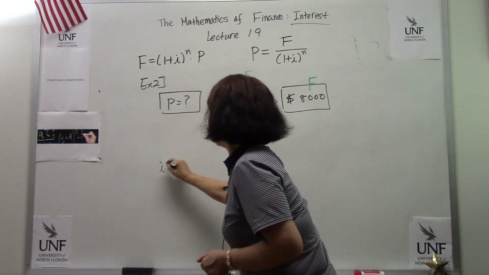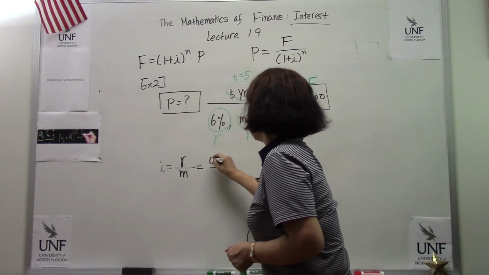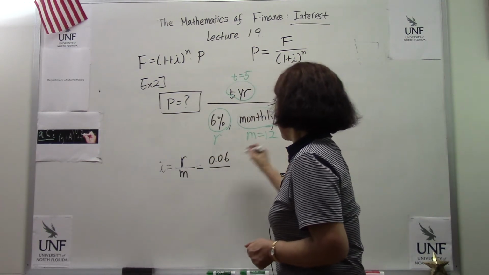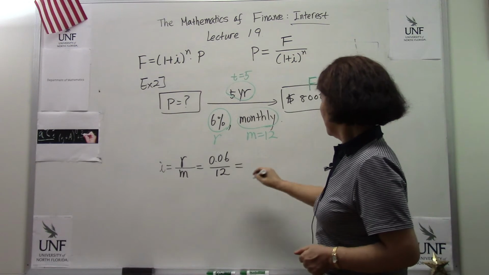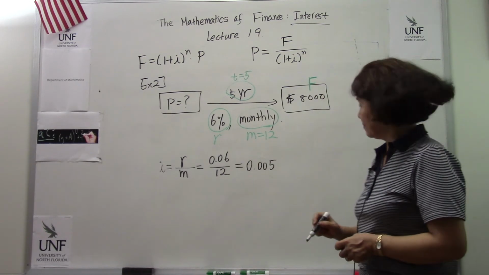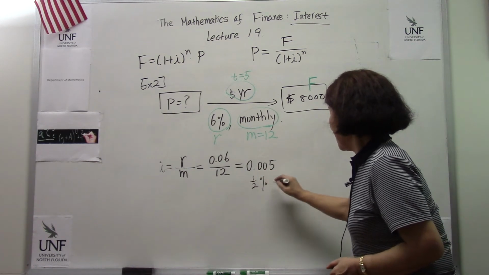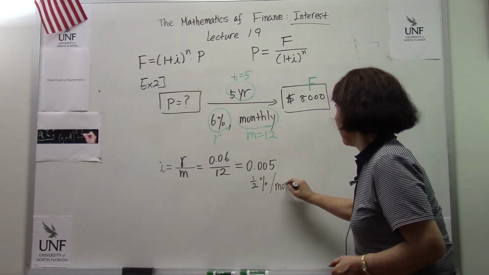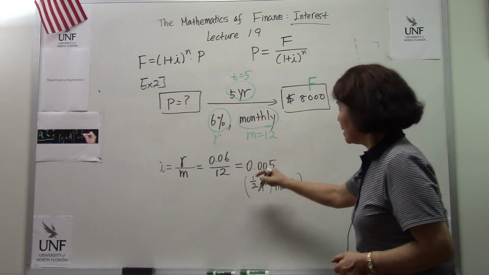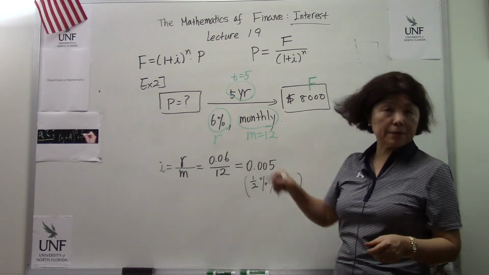So I equals R over M. R is 0.06 divided by 12, which is 0.005. So in other words, this is half a percent per month. That's why it's half a percent per month, therefore the whole year is 6%.